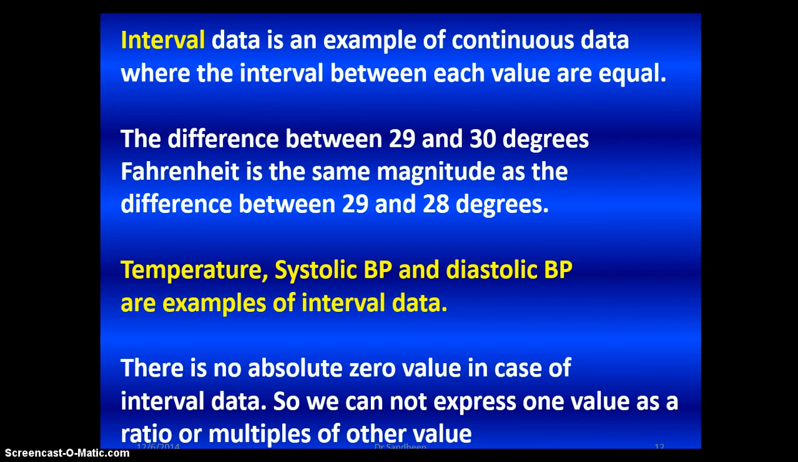0 degrees Fahrenheit does not mean that no temperature is there. We cannot say a child born is having 0 mm mercury systolic blood pressure. A child at the time of birth itself will have a blood pressure of maybe 60 mm mercury or something. So there is no absolute zero in this interval type of data. So we cannot say my systolic blood pressure is double the systolic blood pressure of person A. I cannot say like that because there is no absolute zero.